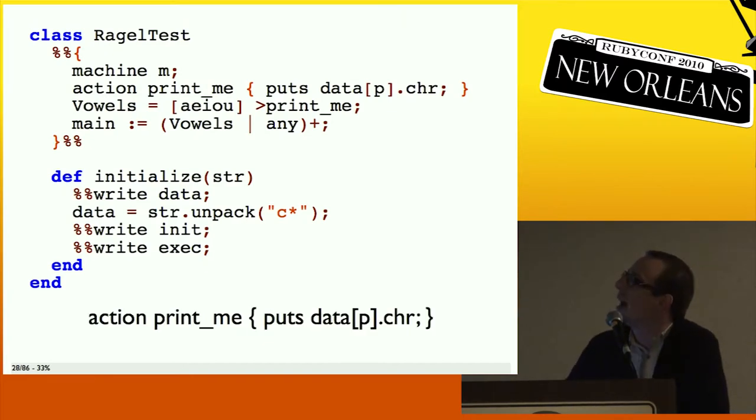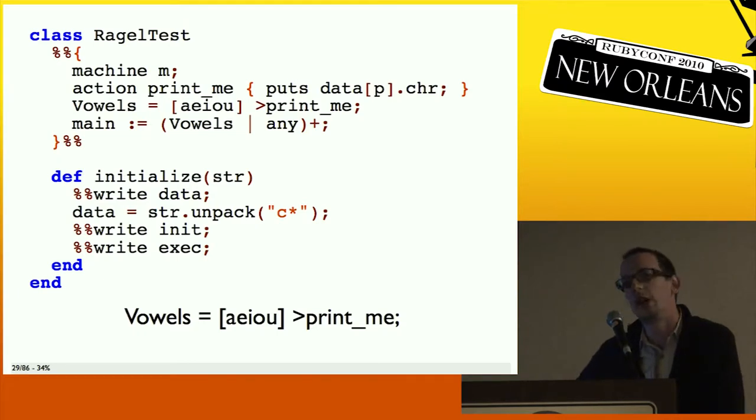Second line is a named action, which is kind of like a function that Ragel knows how to call. What that function does, in that block there, is just Ruby code. If you were targeting C or Java, you wouldn't have Ruby code in there. We're looking at Ruby right now.